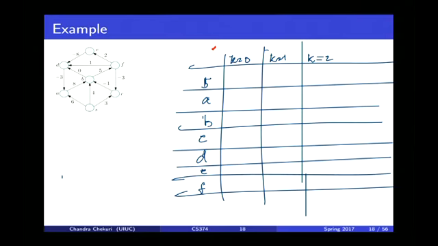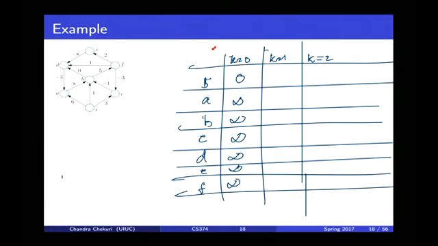So what is k equal to 0? It is the distance from S to each of the vertices using 0 edges. That's the base case. For S it is 0. For A it is infinity, infinity, infinity, infinity, infinity. What about k equal to 1? What are we trying to find? We are finding the shortest walk from S to that vertex using at most one edge.